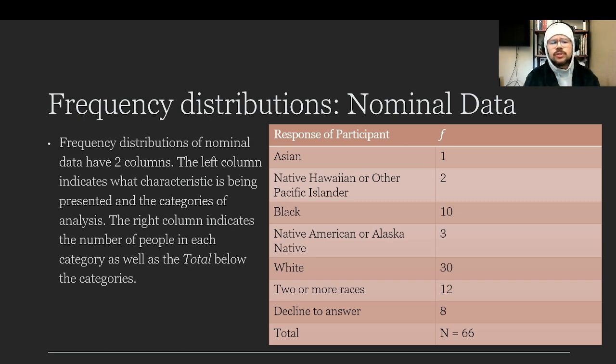So frequency distributions of nominal data have two columns. The left column indicates what characteristic or category is being presented, the categories of analysis. The right column indicates the number of people in each category. And at the very bottom, this final row is a representation of the total number of people who participated in this particular survey.